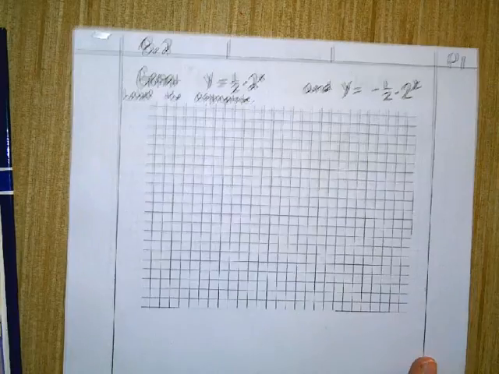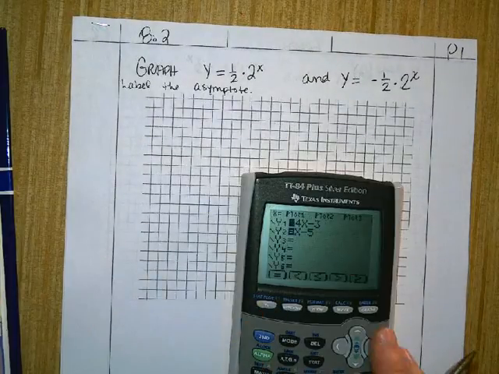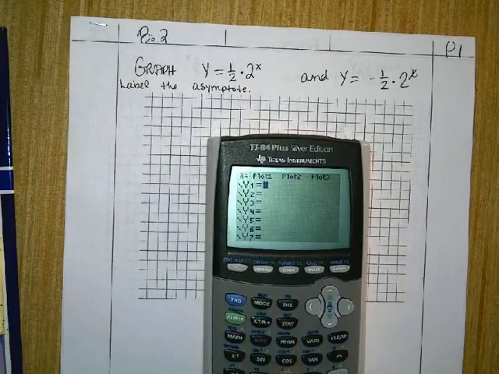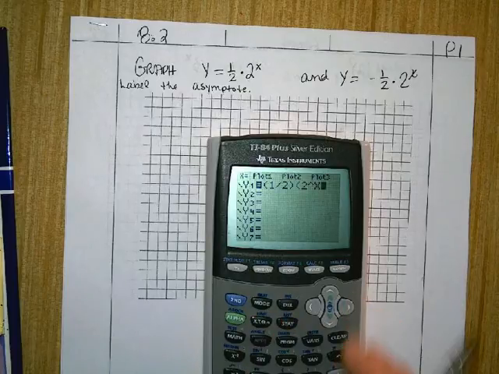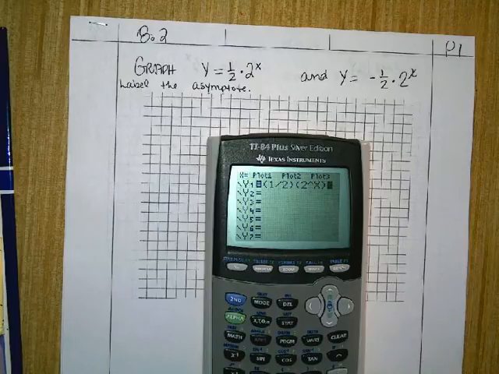Okay, 8.2, we're going to graph and we're going to label the asymptotes. Let's go to y equals and put these in y equals. So in y1, it's 1/2 times 2 to the x. And we'll graph it.